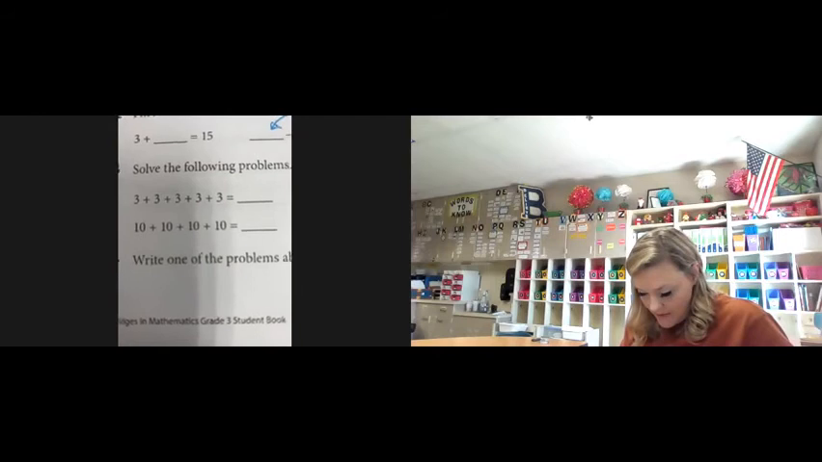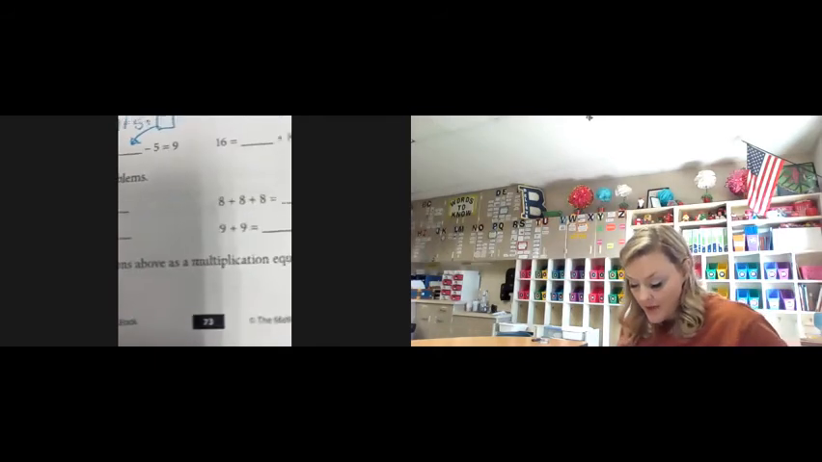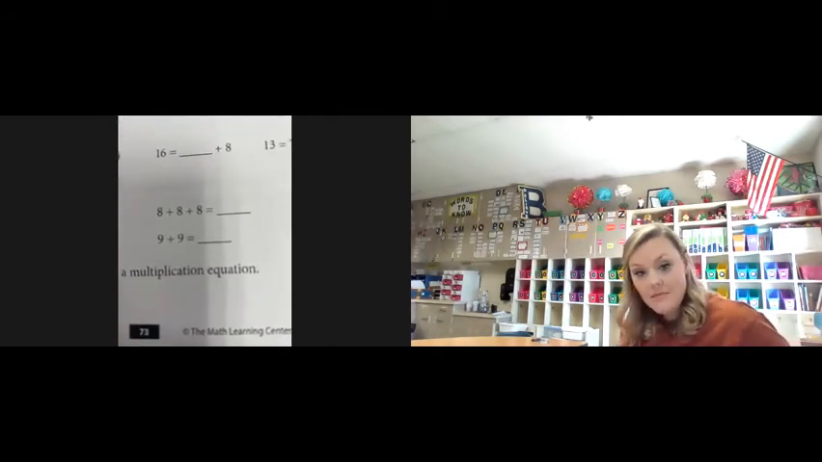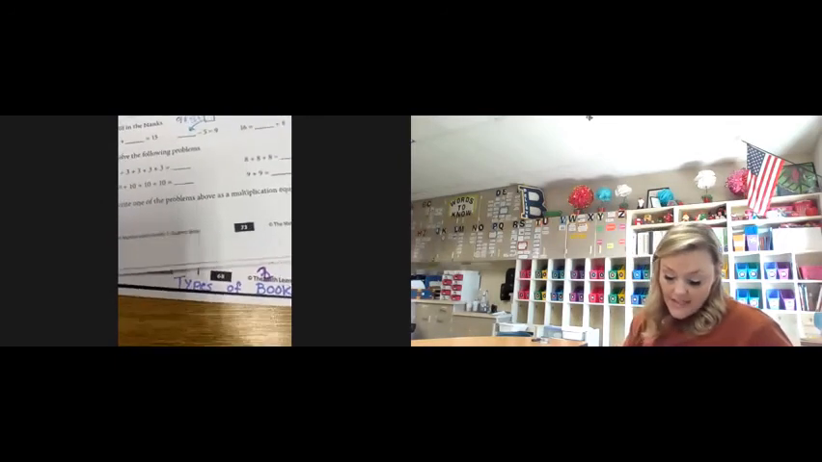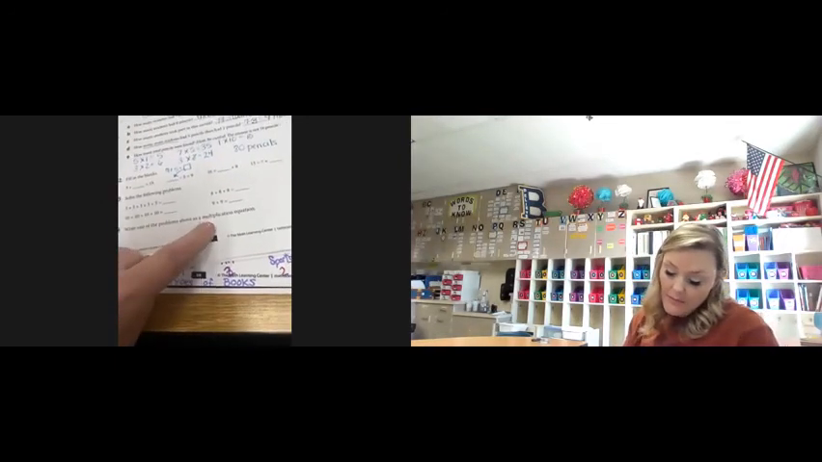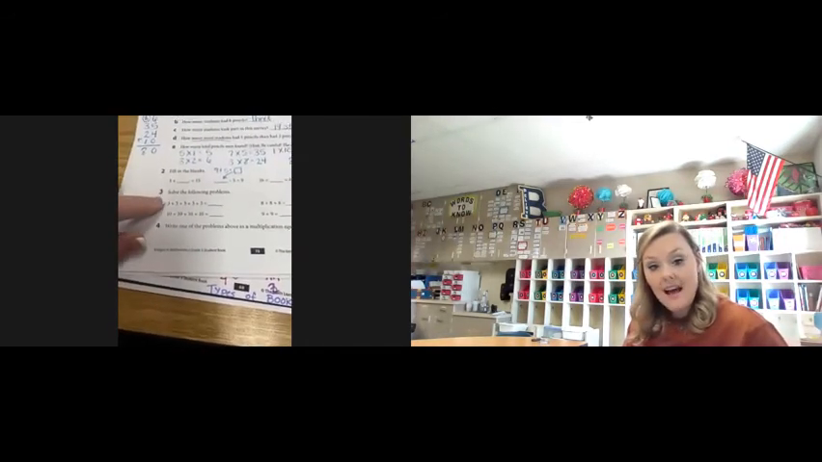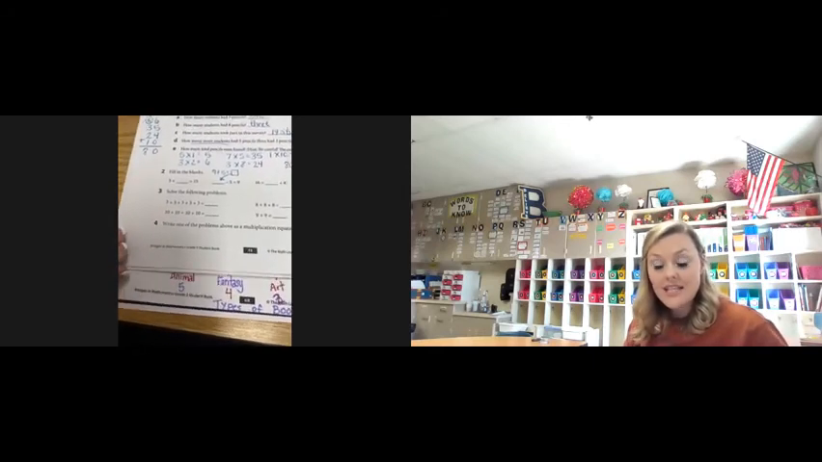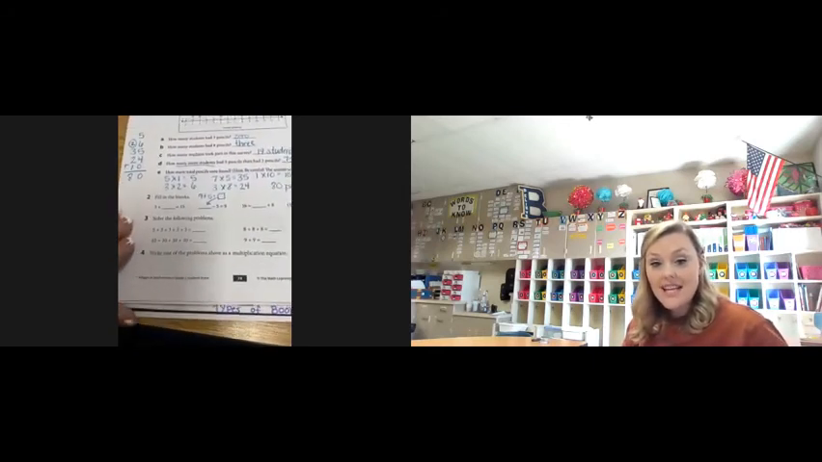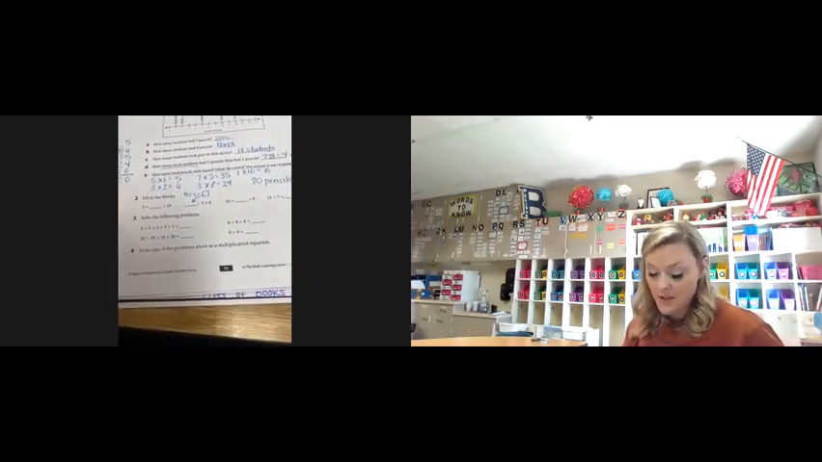Solve the following problems. And then you're going to move here and solve these problems. And then on number 4, it says, write one of the problems above as a multiplication equation. So go ahead and add these up. And I'm actually going to go ahead and write the equations that match each one of these. And maybe you can pick the one that would match the question that you pick.